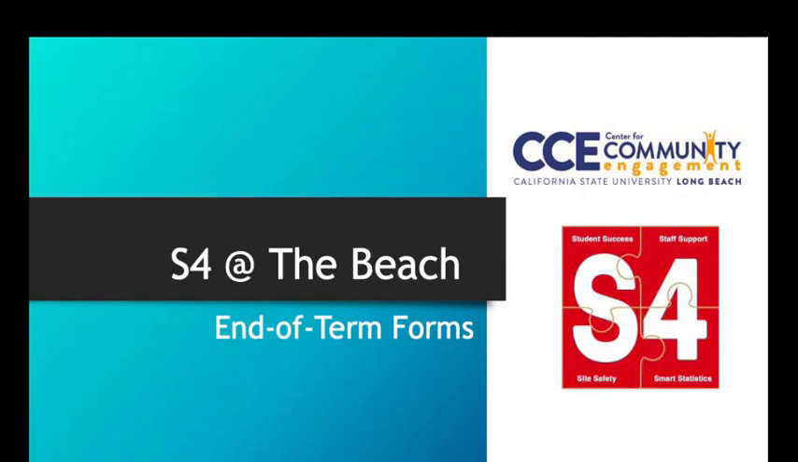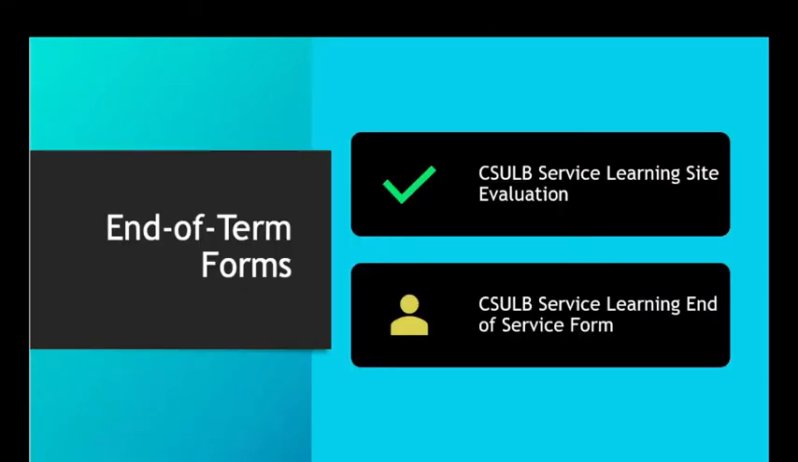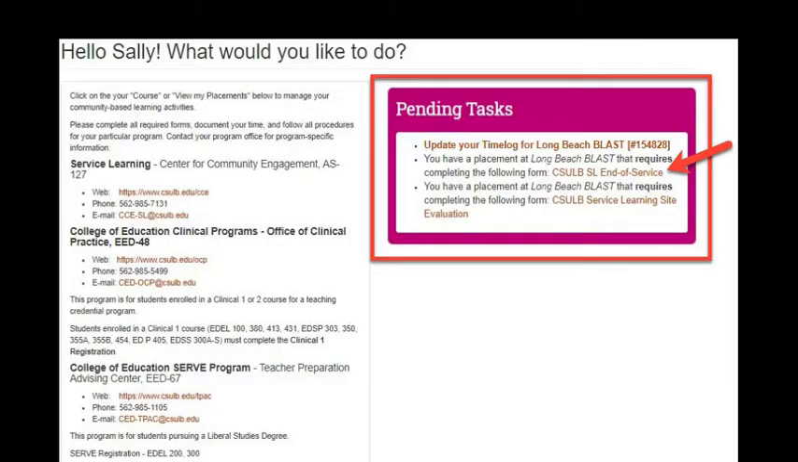Hello. Through this video, I will go over what the end of term forms are and how to access them through S4 at the beach. The end of term forms consist of two forms, the CSULB Service Learning Site Evaluation and the CSULB Service Learning End of Service. You will be able to access the end of term forms using the links available through the pending task box on your S4 homepage.